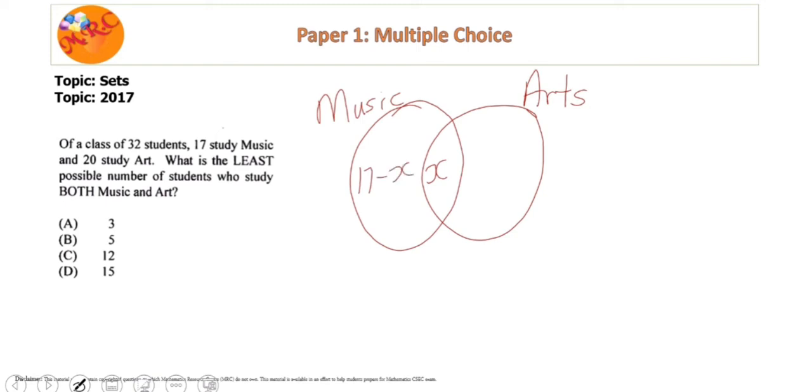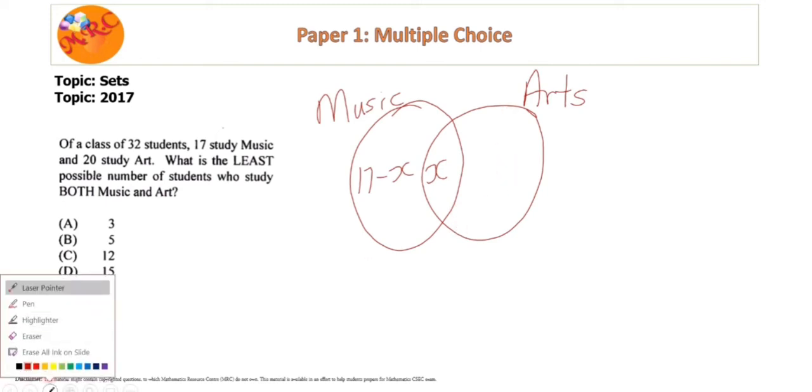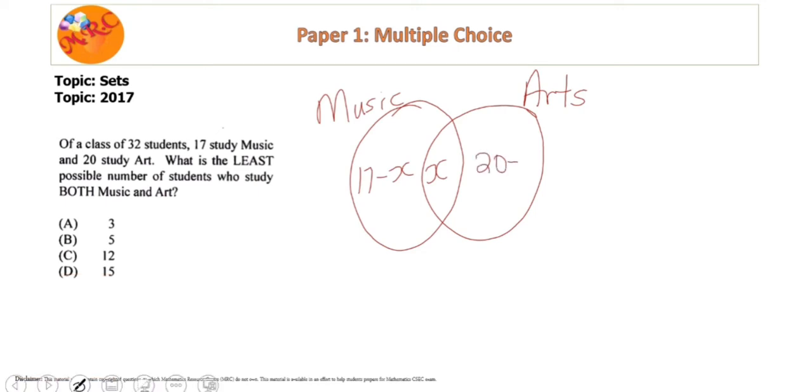Over on this side here, for the arts only section, we know it's going to be 20 students that study arts, so it's going to be 20 minus X. Good? Now, we're going to create an equation in order to find our value for X, and that will tell us the least number of students that study both.